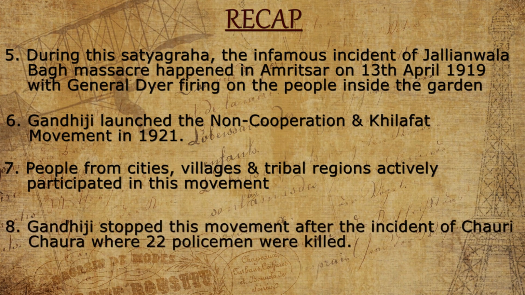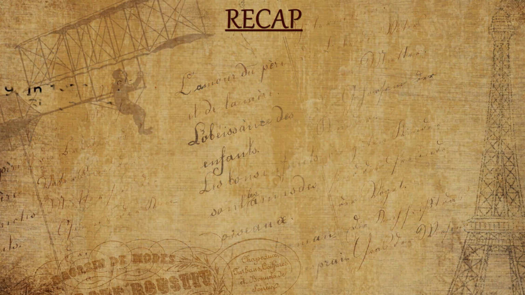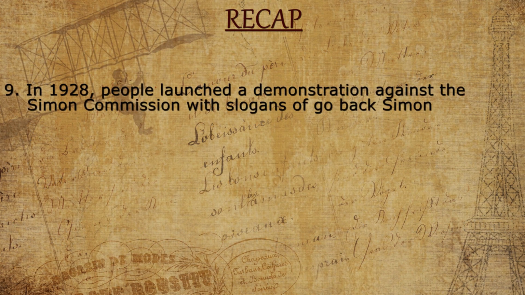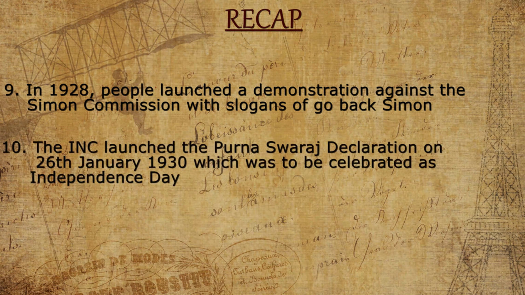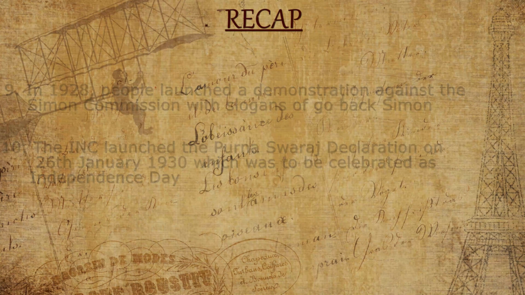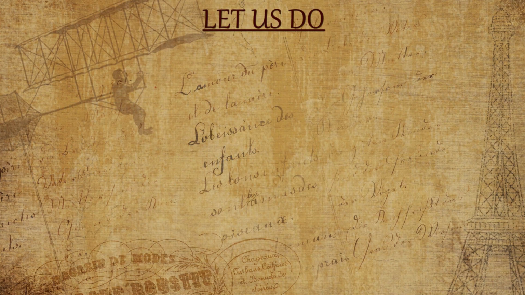Gandhiji stopped this movement after the incident of Chauri Chaura, where 22 policemen were killed. In 1928, people launched a demonstration against the Simon Commission with slogans of "Go back, Simon." The Indian National Congress formalized the Purna Swaraj Declaration on 26th of January 1930, which was to be celebrated as Independence Day.